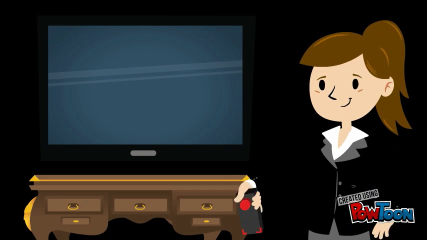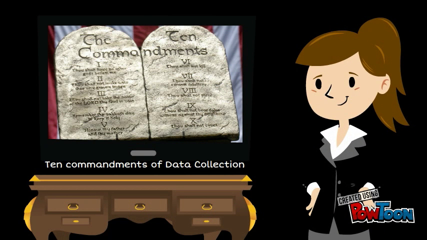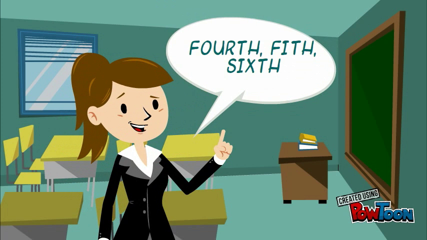There are 10 commandments of data collection. First, go through the process of getting permission to collect your data. Second, begin thinking about the type of data you will have to collect to answer your question. Third, think about where you will be obtaining your data. Fourth, make sure the data collection form you're using is clear and easy to use.